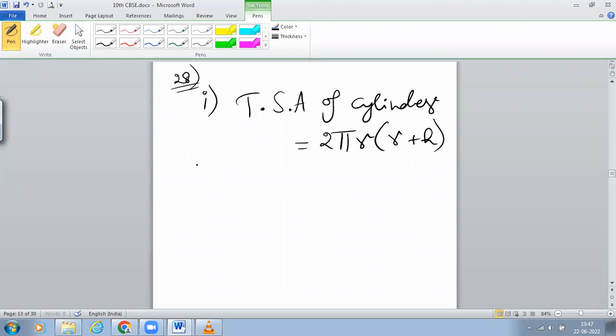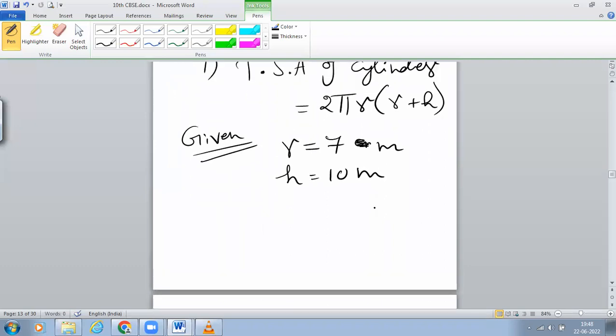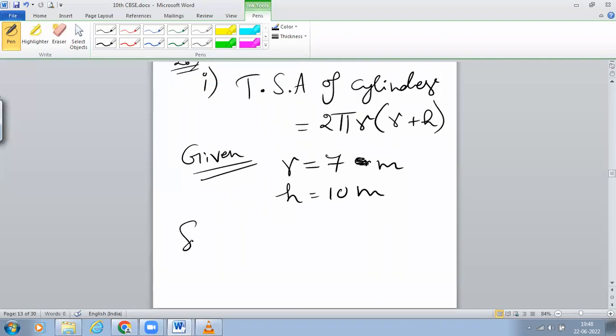Now in the first subdivision, what are the given data? The radius of the base is given as 7 meter, and the height is given as 10 meter. Now radius and height are given. We have to find the surface area. Surface area means total surface area only, the surface area of the cylinder.